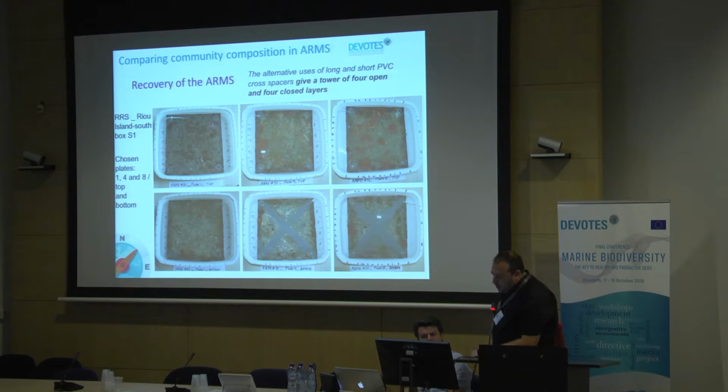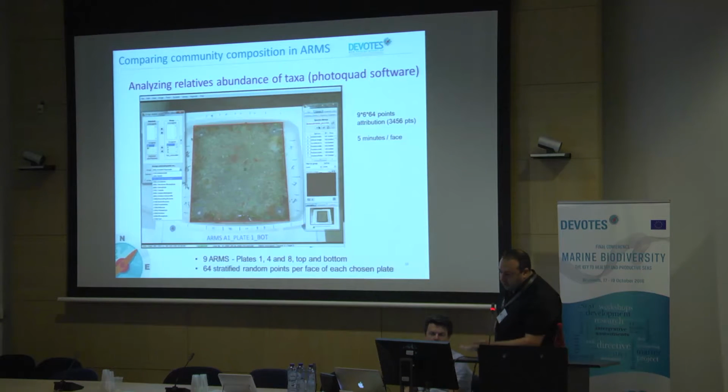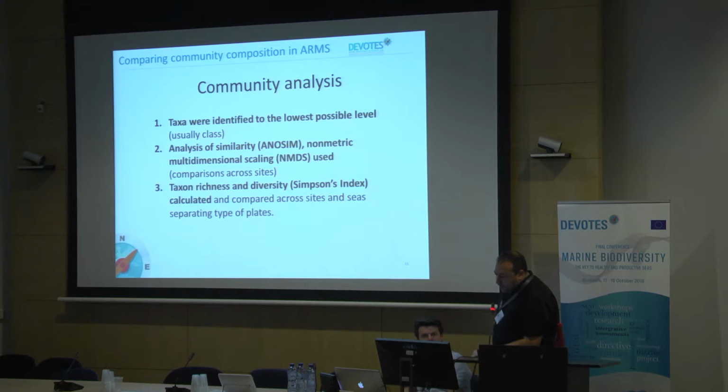That is another method. The alternative use of long and short PVC cross spacers gives a tower of 4 open and 4 closed layers. So here you have an example of the 6 faces we analyze. We analyzed plates 1, 4, and 8, top and bottom. To analyze relative abundance of taxa with the photoquad software, we put 64 points for each face, for each ARMS, so it's 3,450 points. The analysis takes 5 minutes to be performed.